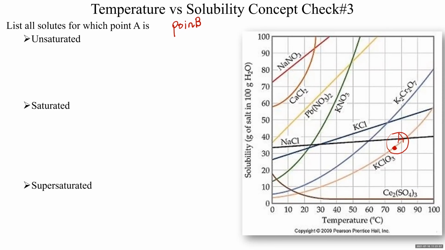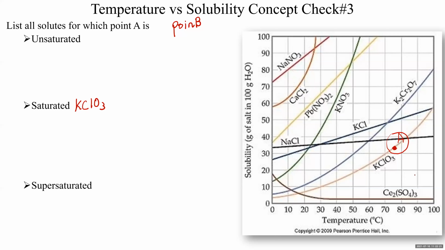So KClO3, for example, we don't have to start with unsaturated. Saturated, there's only one solute that is saturated, and that is the KClO3. Point A is right on the KClO3 line. Does everyone see that? Remember, these graphs represent saturation for a given temperature.